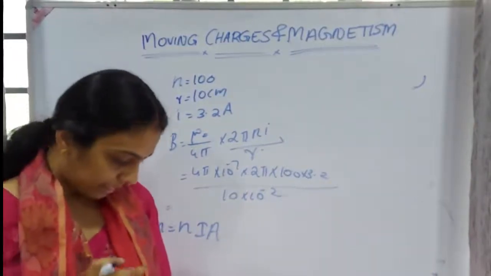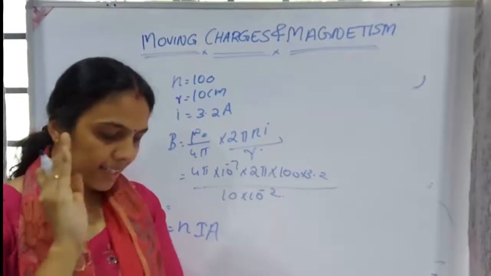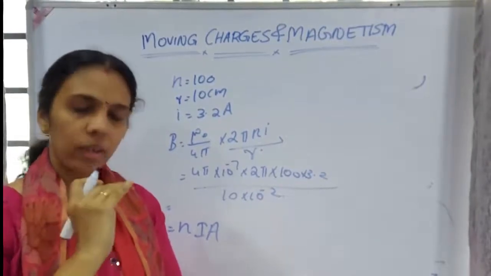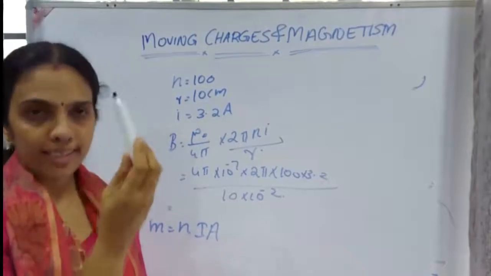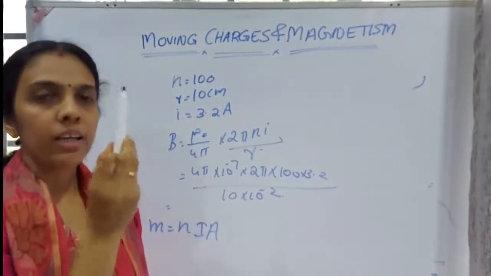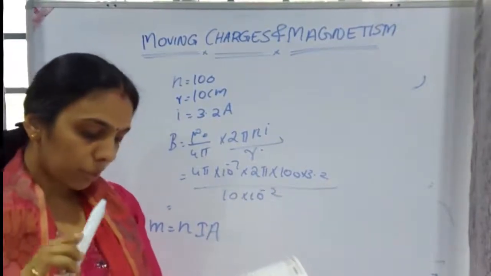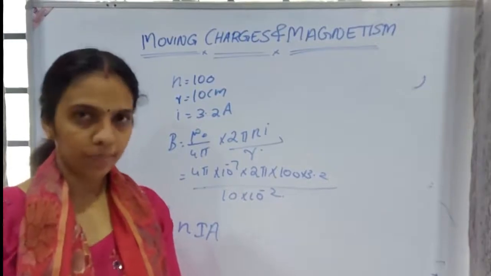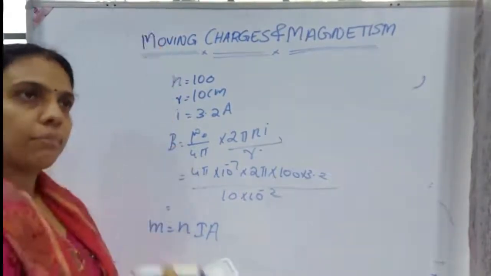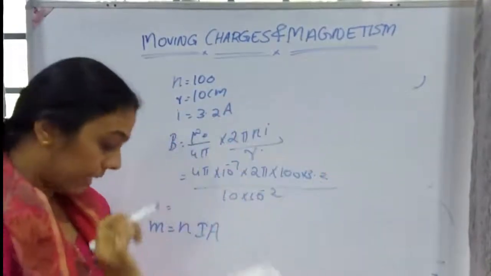Then the coil is placed in a vertical plane and is free to rotate about a horizontal axis. Okay, coil is placed like this. The coil is in a vertical plane and is free to rotate about a horizontal axis which coincides with its diameter. Coil is kept like this and its axis is like this, horizontal.